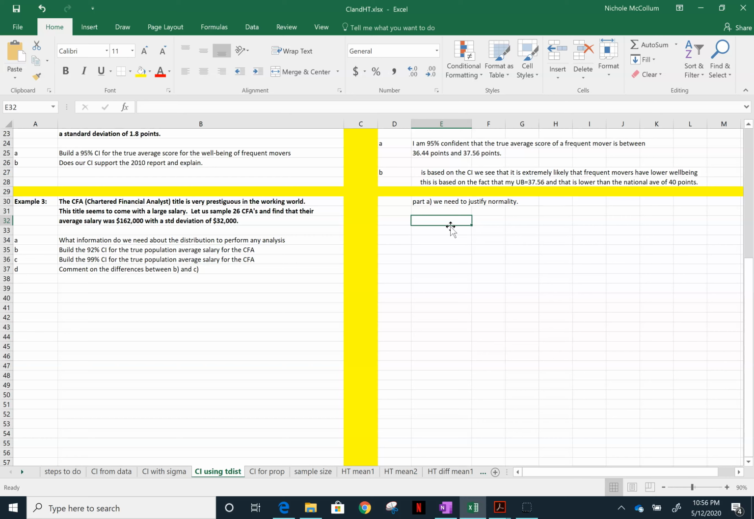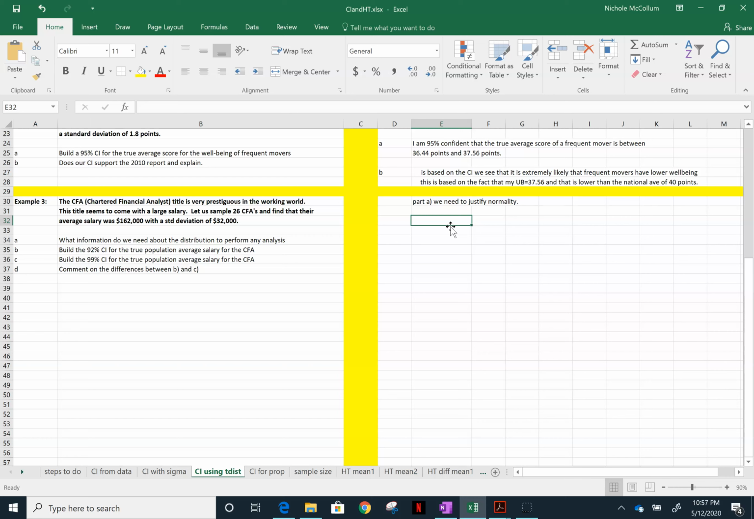Especially, if you don't have the time and money to get over the 30 barrier, then you'll have to be creative. If we get over 30, then the central limit theorem kicks in and we get normality for free. But if we do not have that chance because of time and money again, and we only have to collect 26, then what we'll do is we'll justify it by drawing box plots, histograms, so on and so forth.